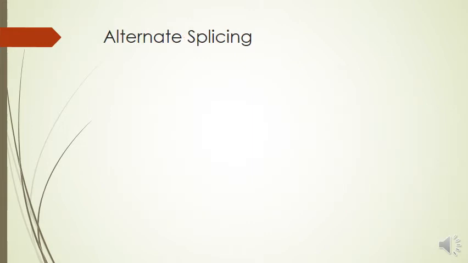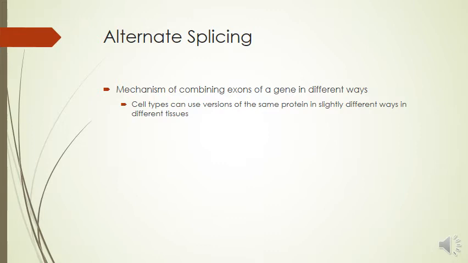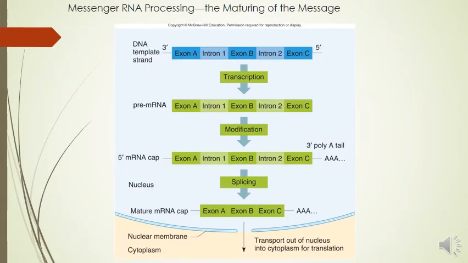If you look at alternate splicing, it's the mechanism of combining exons of a gene in different ways. Cell types can use versions of the same protein in slightly different ways in different tissues. This slide is showing you messenger RNA processing, the maturing of the message. In this slide, several steps process pre-messenger RNA into mature messenger RNA.